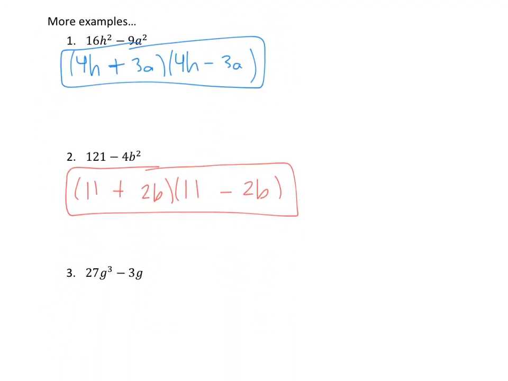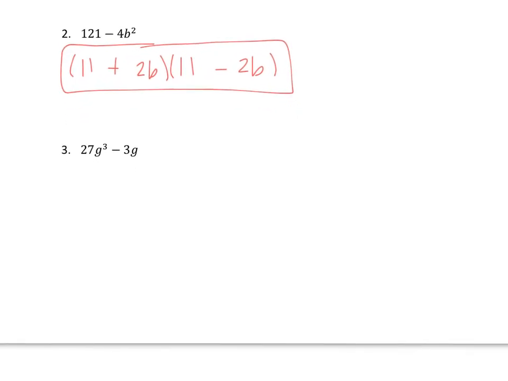But now, this is not the difference of two squares, because 27 you can't take the square root of, and 3 you can't take the square root of. But what can we take out of both of them? Well, we can take out a GCF, and that GCF is 3g, and if I undistribute, I get 9g squared minus 1. Again, if I'm at 3g, how do I get to 27g cubed? Times 9g squared. If I'm at 3g, how do I get to negative 3g?